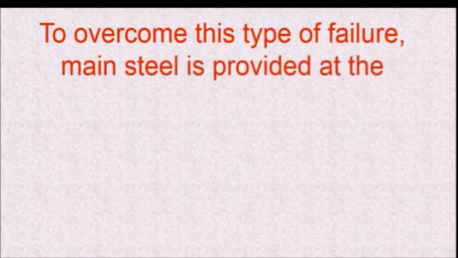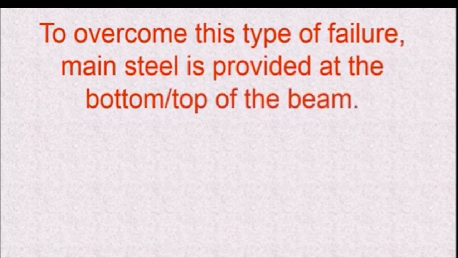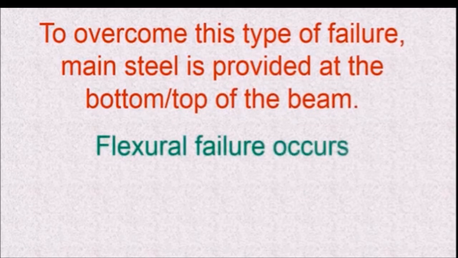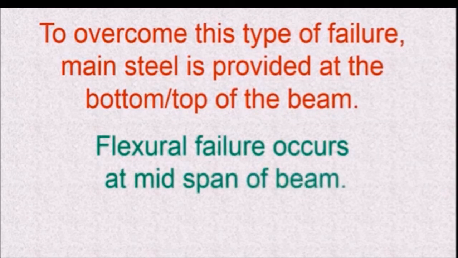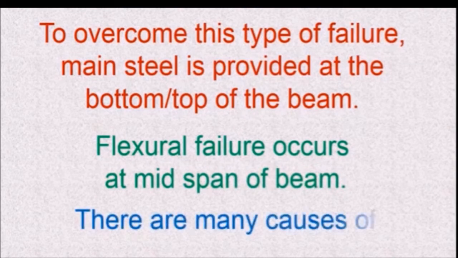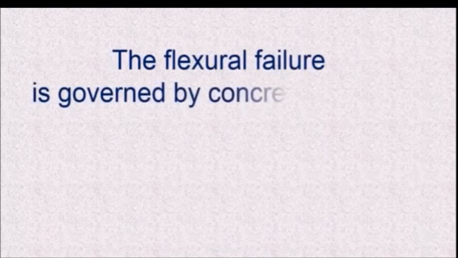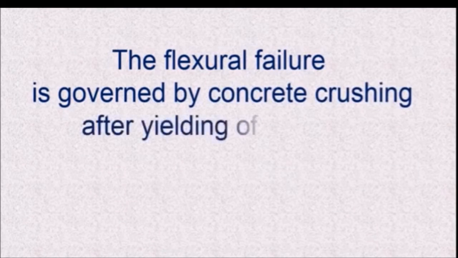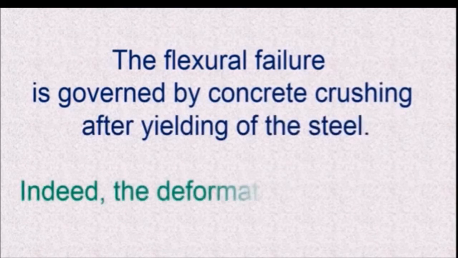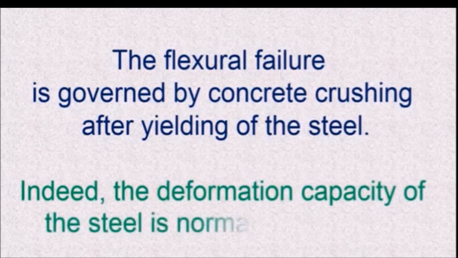To overcome this type of failure, the main steel is provided at the bottom or the top of the beam, and the flexural failure occurs at the midspan of the beam. There are many causes of flexural failure. The flexural failure is governed by concrete crushing after yielding of the steel. Indeed, the deformation capacity of the steel is normally not crucial, because steel is a ductile material and concrete is a brittle material.